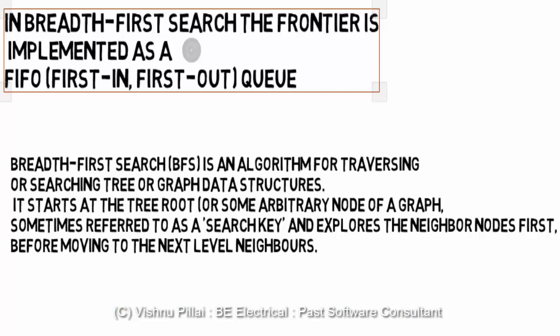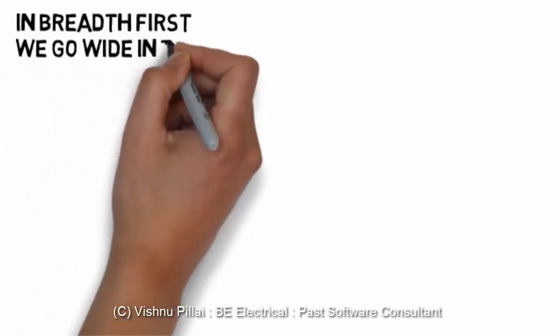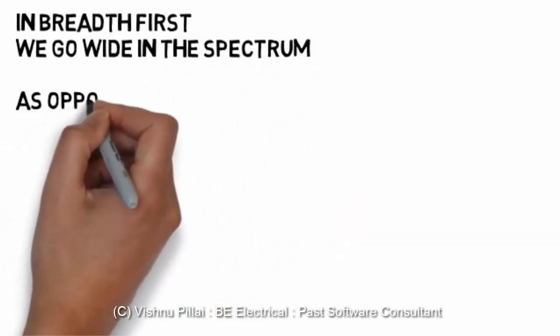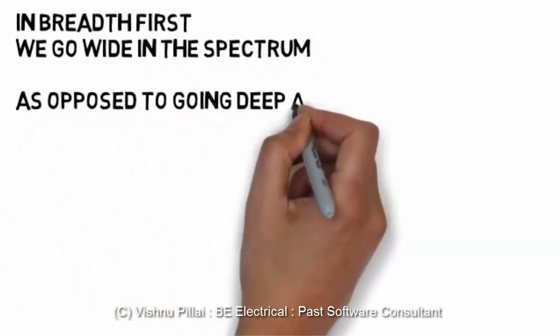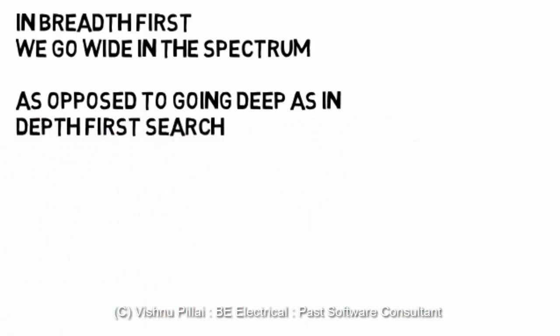So the use of a search algorithm, as we have seen in previous lectures, is to find a goal or find a solution to a problem. First we have defined the problem and we have put it in the form of a semantic graph in our database or knowledge base, and now we are using the search algorithms to reach the goal state. We can do that using the breadth first search algorithm. In breadth first we go wide in the spectrum as opposed to going deep as in the depth first search. So that's one difference between the depth first search and the breadth first search.